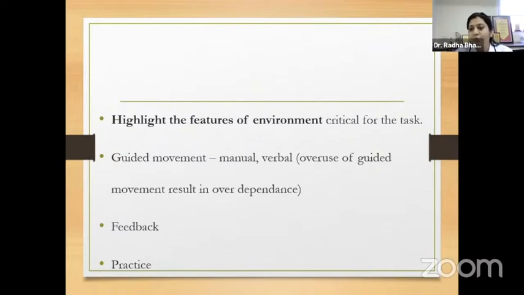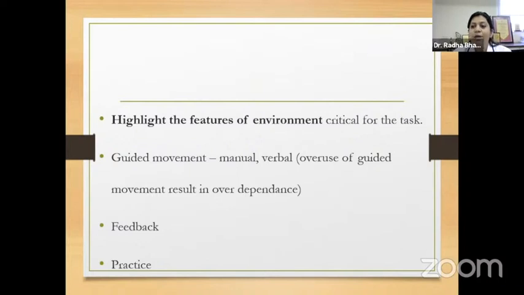Plus, you have to have a strategy of guiding the movement. This guiding can be provided through your manual guidance. You can use verbal guidance or feedback, visual feedback, or some other things can be used for guiding the movement as and when required.